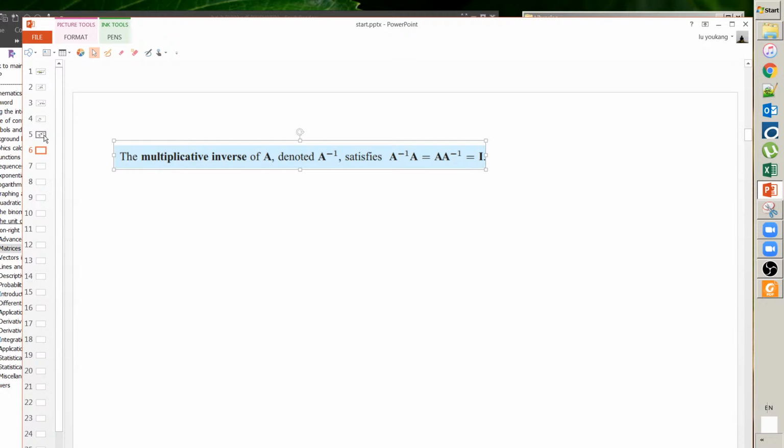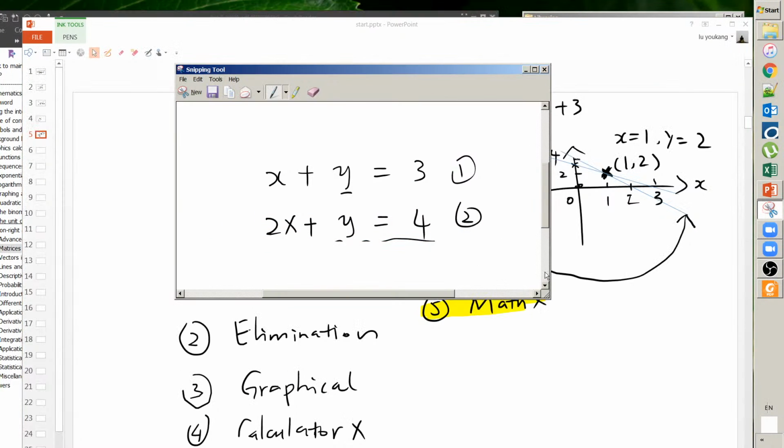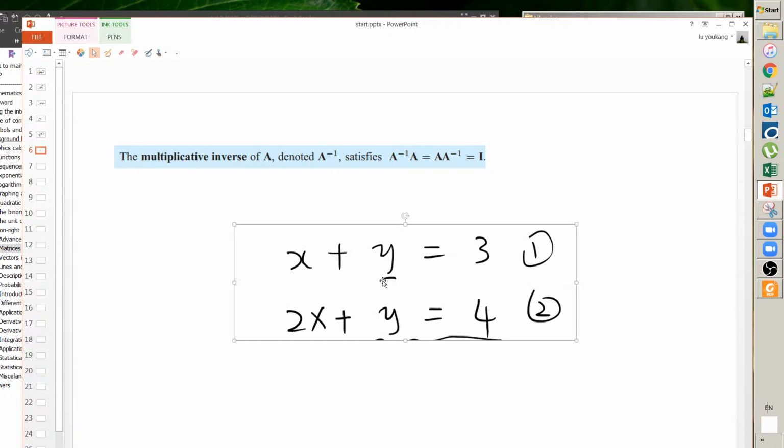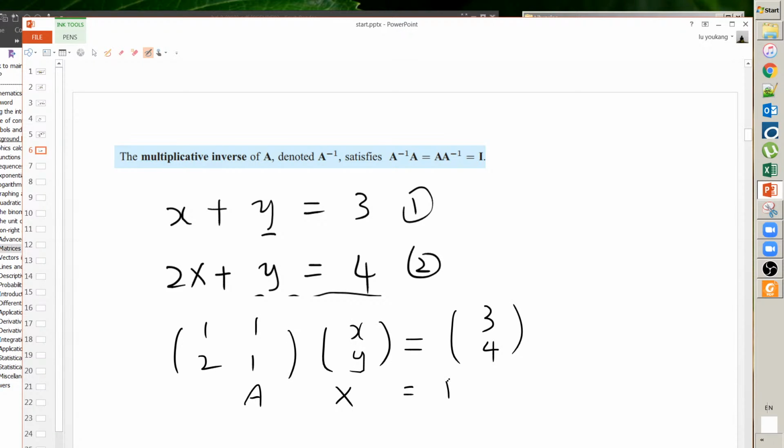So let's take this question to the next slide as well. We can have this matrix 1, 2, 1, 1, and this xy, and then we are supposed to get 3 and 4. This is our A, this is our X, and this is our B, and of course X is what we need to find. If we can get rid of our A, then we can have X equals to something. So how do we get rid of our A here?